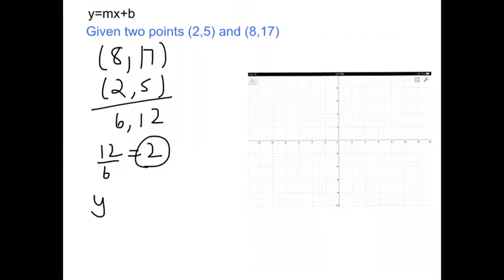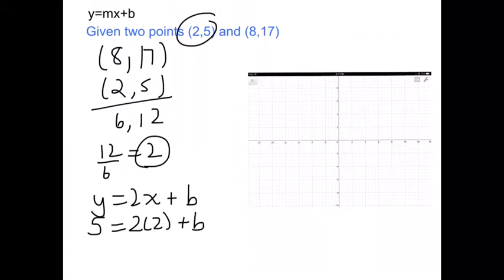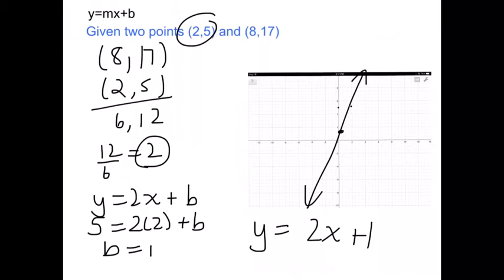So now we can plug in what we know: 2x plus b. And now we can pick either point. I like this point, so I'm going to put in 5 equals 2 times 2 plus b. So in this case, 2 times 2 is 4, and 4 plus what is 5? Well, therefore b has to be 1. So now we have the equation y equals 2x plus 1. Now again, graph this. Start with your y-intercept of 1. Go up 2 and over 1 and connect your lines. So now you have the equation and you have the graph.